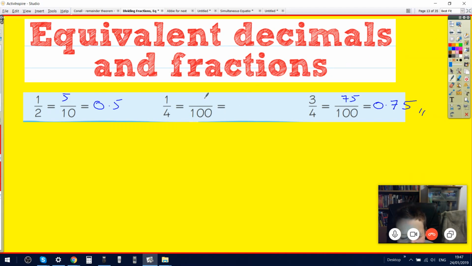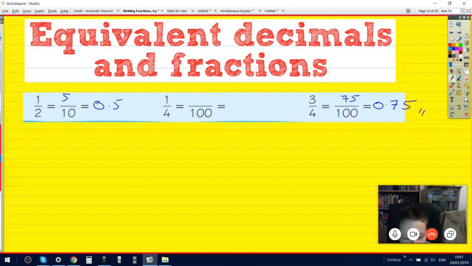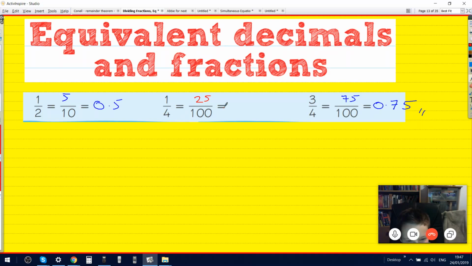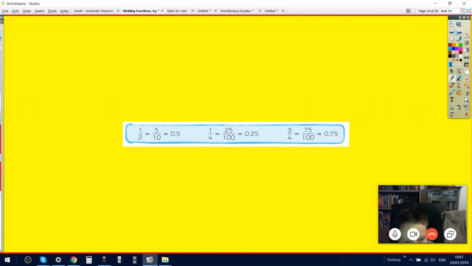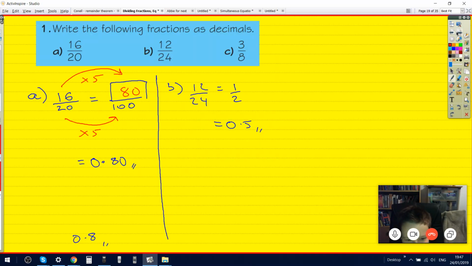What would be the middle one here? So 1/4 equals something over 100 equals something. Well, 1/4 is the same as 25 over 100, I think. And then that as a decimal number, it would be 0.25. Well done. We did A and B.